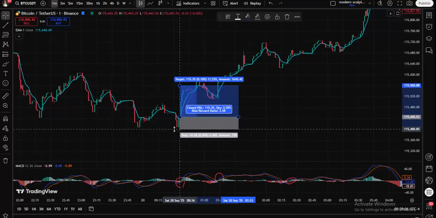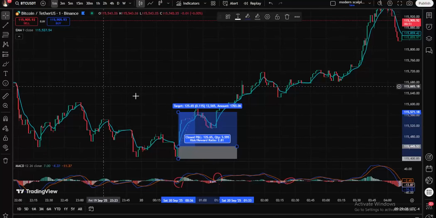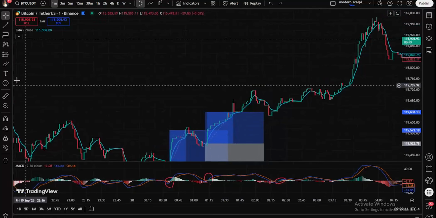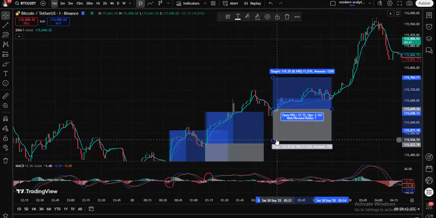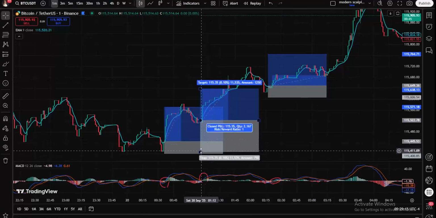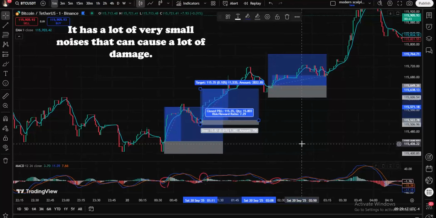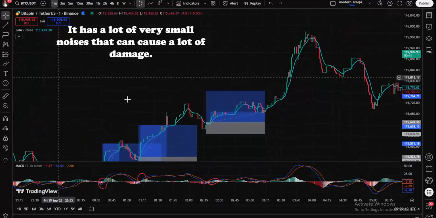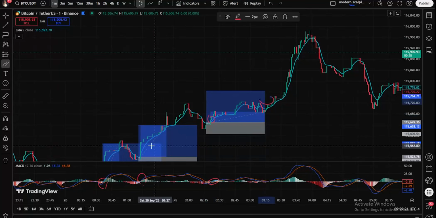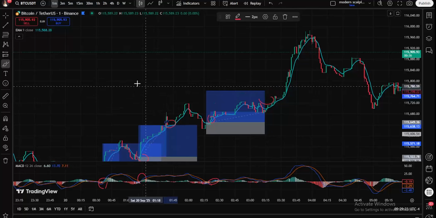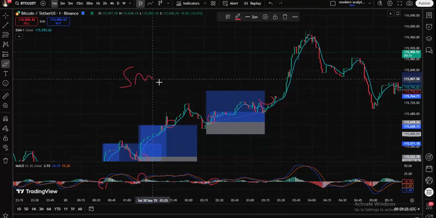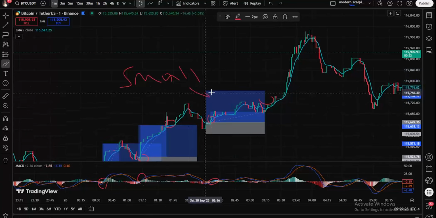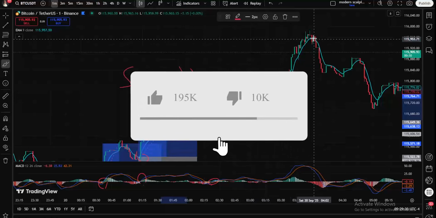Because the EMA 9 is too sensitive, it reacts to even the smallest market noise. This means that you may receive a whole bunch of entry and exit signals in an hour, many of which are fake. So the advantage of the EMA 9 is its speed, but the disadvantage is that it is very easy to be fooled.